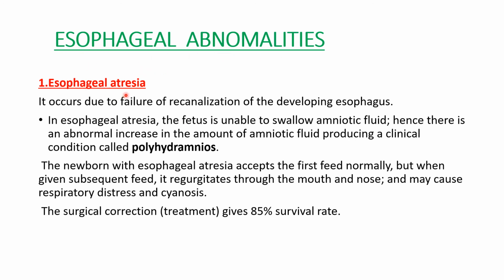So we will start with esophageal atresia. So previously we see that the lumen of the esophagus is obliterated and then it gets recanalized. So failure of recanalization of the developing esophagus, we will get esophageal atresia. So in esophageal atresia, the fetus is unable to swallow amniotic fluid. Therefore, we will have abnormal increase in amniotic fluid, producing a clinical sign called polyhydramnios.